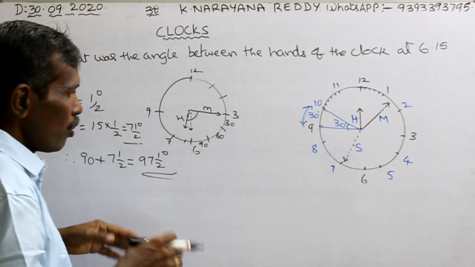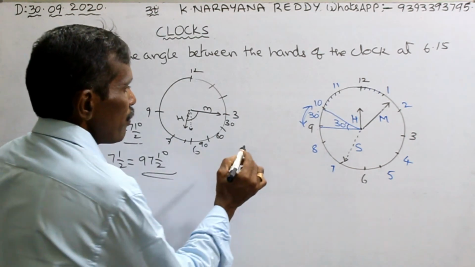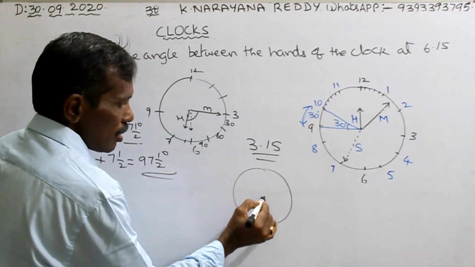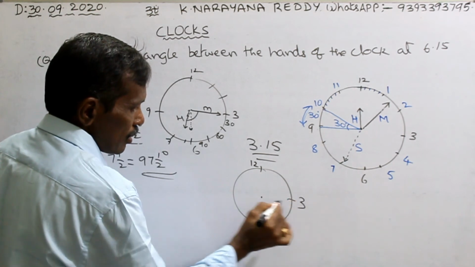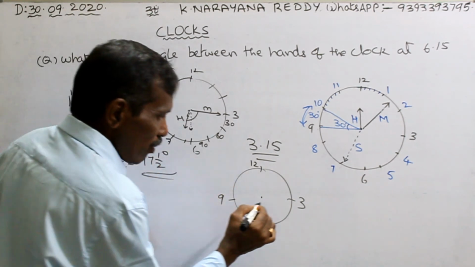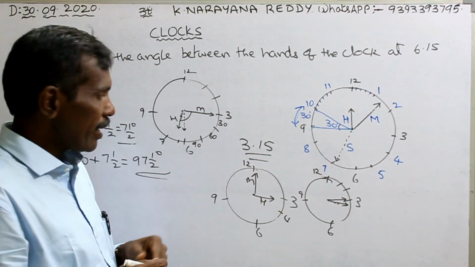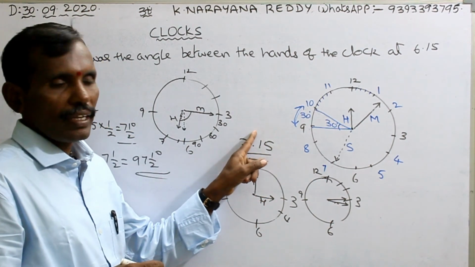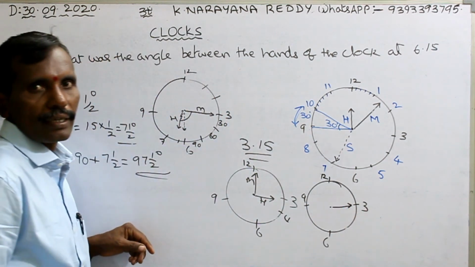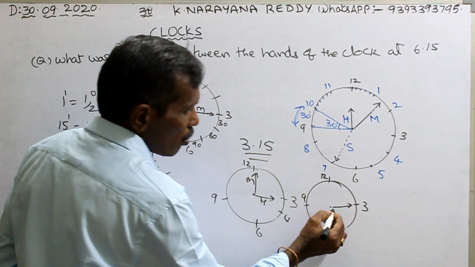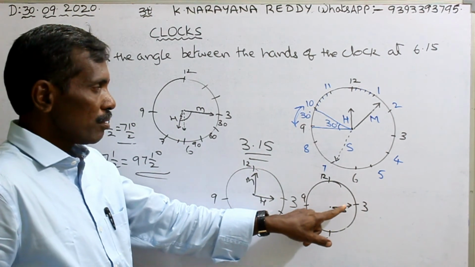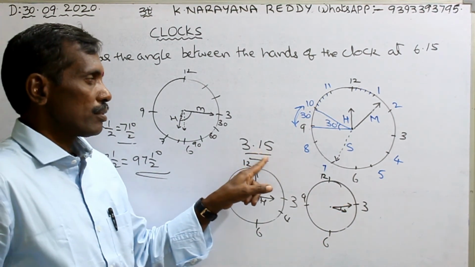Take another type. For example, you can take in the place of 6:15 as 3:15. Please observe here carefully. Watch. 12, 6, 3, 9. Now, at 3 o'clock, where is our hour hand? At 3. But we want 3:15. Means, at 3:15, the minute hand is definitely at 3. But our hour hand moves towards 4. Towards 4. We want this angle, yes? Between these two hands. Means 15 spaces, 15 minutes apart.